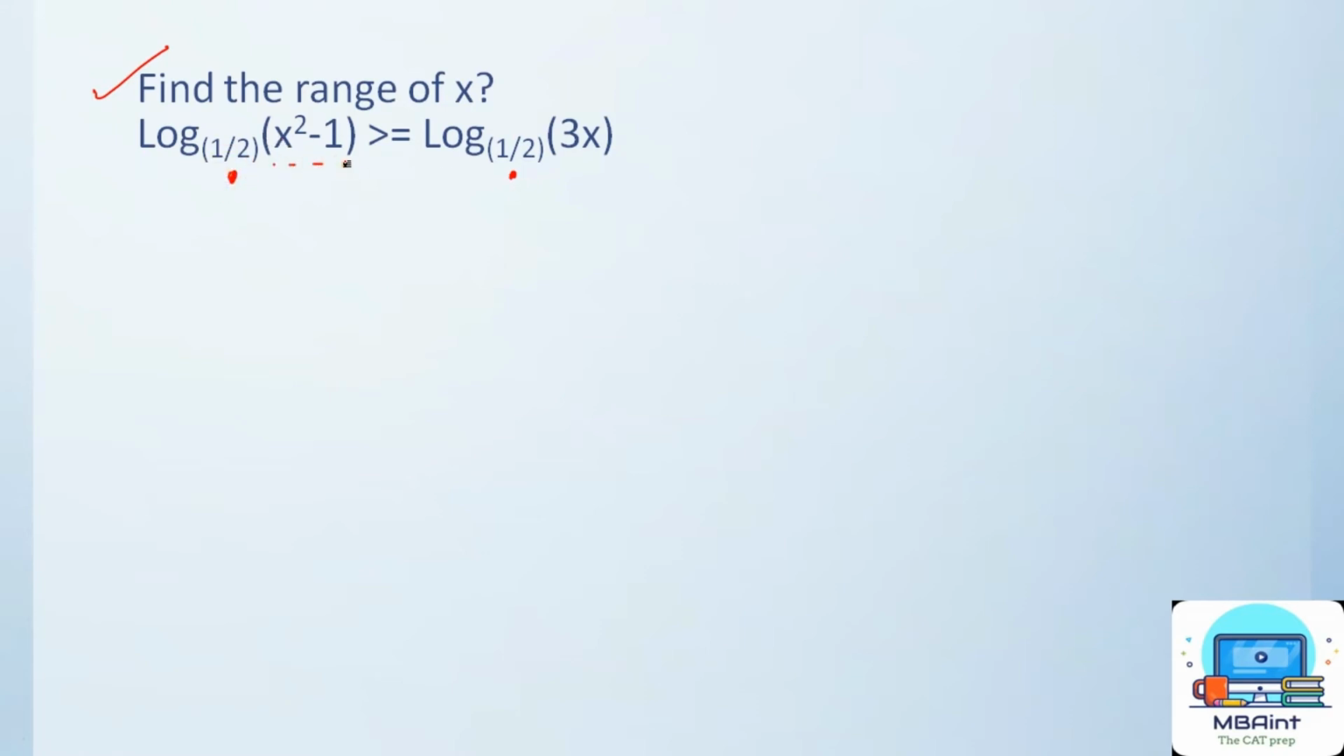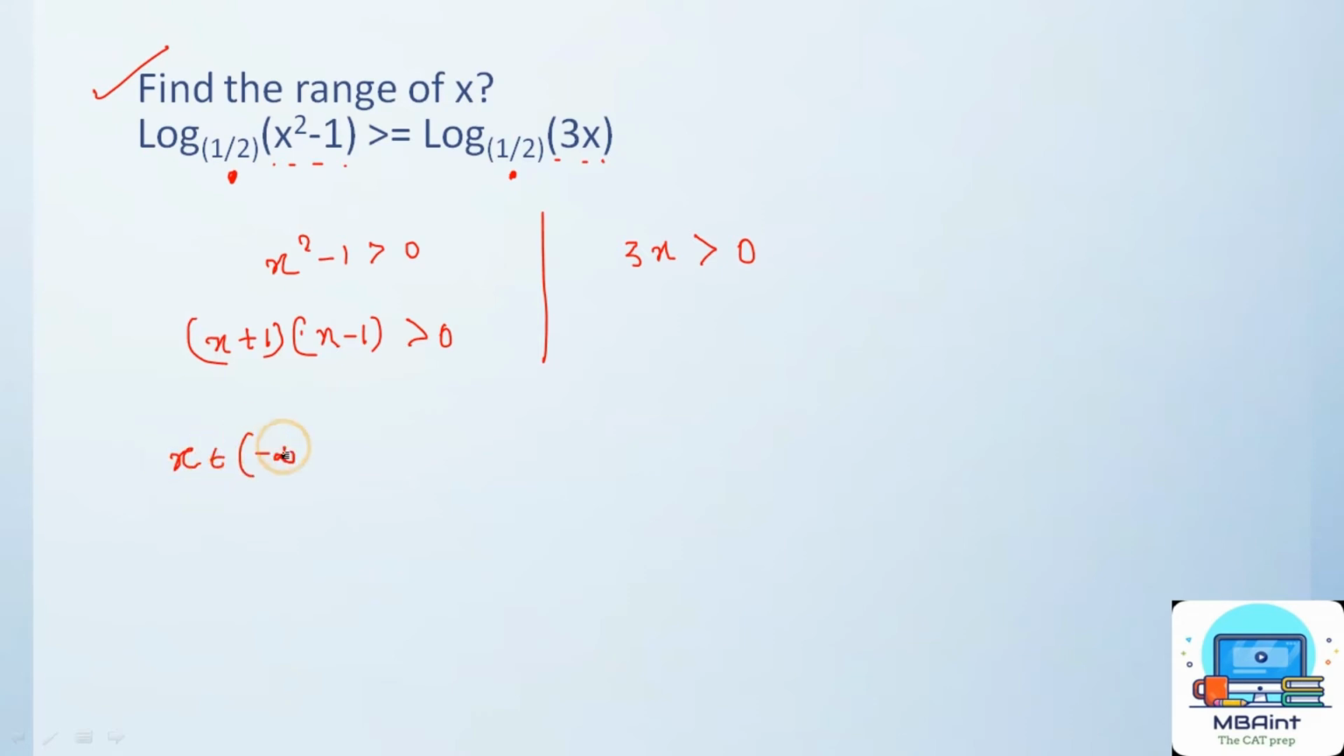Now let's check the other parts in both cases. Here x square minus 1 should be greater than 0, and I am checking the other part as well, so 3x should be greater than 0. Once I open this up, this is (x plus 1) times (x minus 1) greater than 0. If I put this on a number line, I'll get x belongs to negative infinity to minus 1, and 1 to positive infinity. This is the range I get when I solve this part.